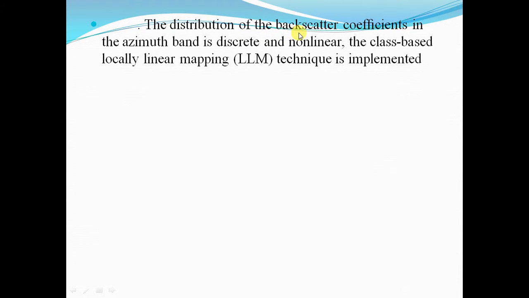Here is the distribution of backscatter. Already I told you backscatter is an angle of radiation at 180 degrees. So the distribution angle of the radiation of 180 degrees will be coefficient with the discrete as well as non-linear, and this class-based will depend on the mapping process of locally linear mapping. The disadvantage of this existing system is that the backscatter coefficient is very low because the angle of radiation is 180 degrees.